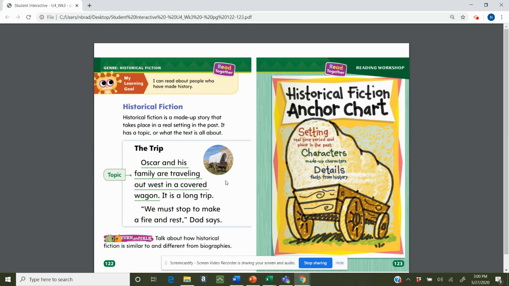What is the topic of the story? Remember, the topic is what the text is all about. We see it here, underlined. Oscar and his family are traveling out west in a covered wagon. That's what this text is all about.